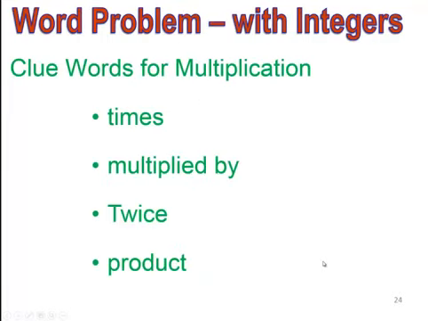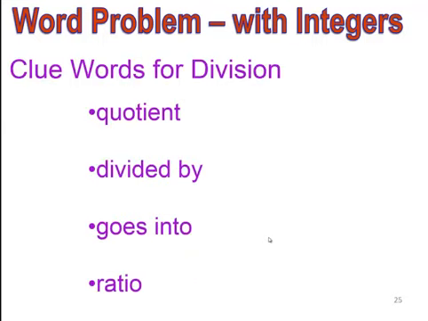So now we're going to continue with word problems with integers. When we're talking about multiplication, the clue words for multiplication would be times, multiplied by, twice, product. These are all words that mean we're going to be multiplying numbers together. Clue words for division would be quotient, divided by, goes into, or ratio.